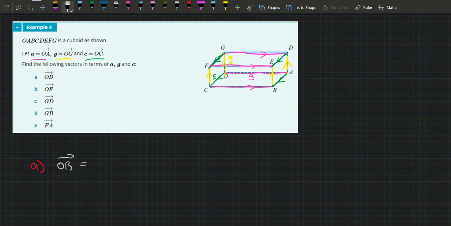Okay, and thinking about our vector addition, so O to A plus A to B. And that is, so pink is A, and what was it? A to B is a green, which is C. All right, and so let's go to part B.